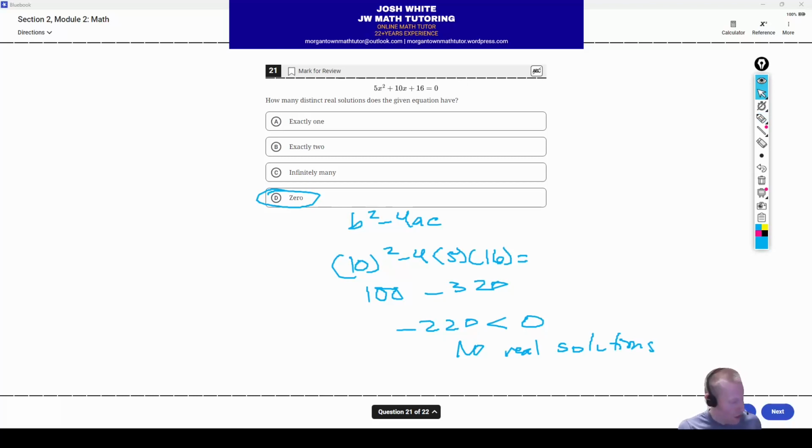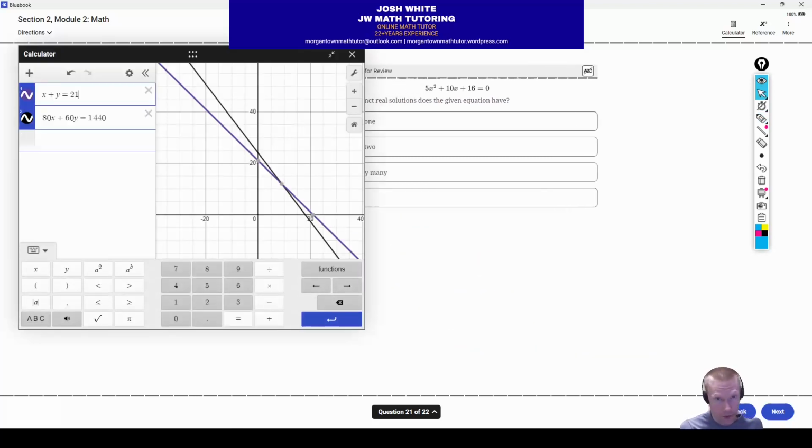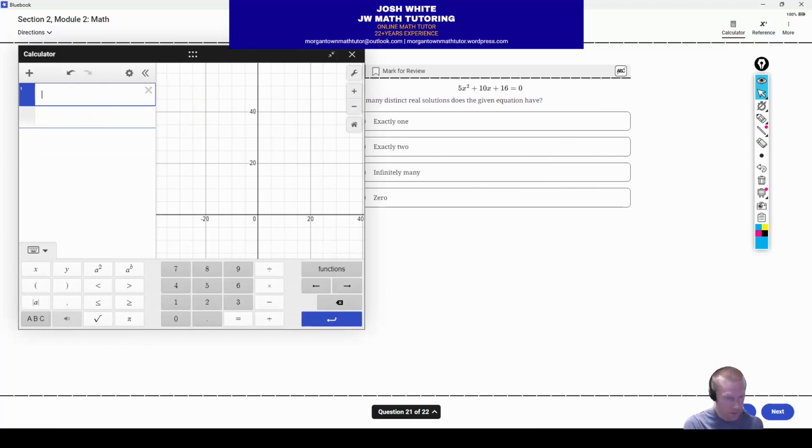Just to show you, you could get this in Desmos and it would probably be much quicker and much easier. So here's how to do it. Let's graph out the equation.